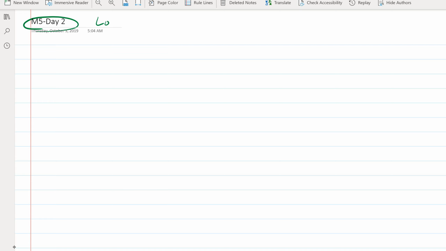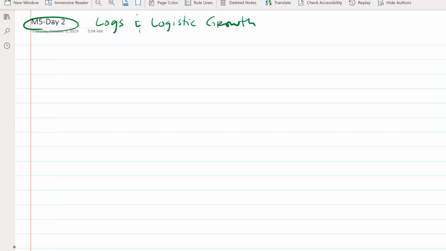If we are going to learn about the logistic growth model and logs today, we need to review some. So, logs and logistic growth. We need to review some information that you would have learned in Secondary 3 about logs. Okay, so the definition of log or logarithm.